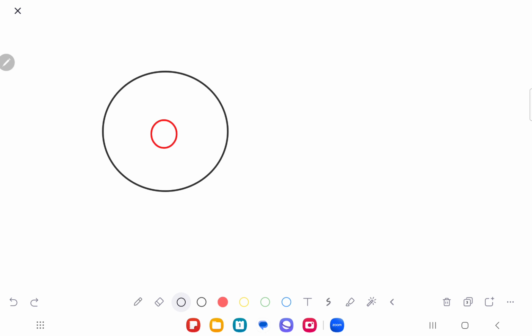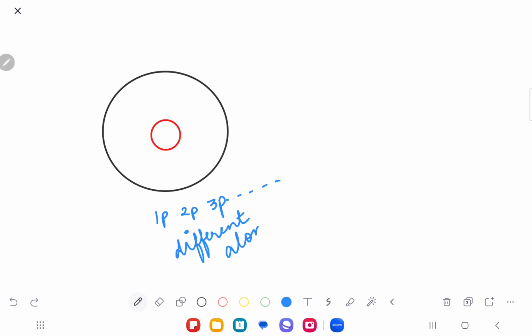We have this atom, and this atom has a nucleus. And this nucleus must have either one proton or two protons or three protons, any number of protons, because there could be elements with different atomic numbers. Yes or no? Yes. So when we have elements with different atomic numbers, let the atomic number be Z.